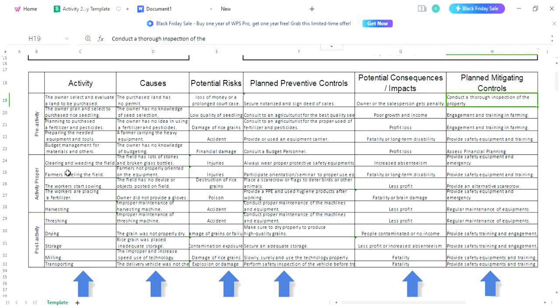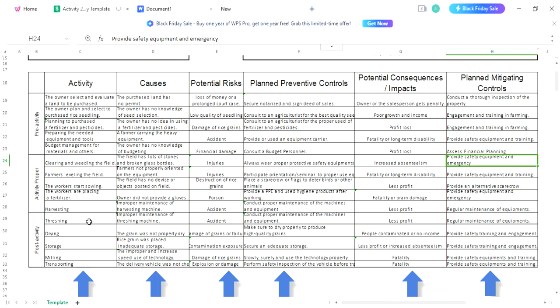For the activity proper, clearing and weeding the field. The cause of the potential risk is that the field has lots of stones and broken glass bottles that can lead to injuries, and to avoid injuries, always wear proper protective safety equipment. For the potential impact, increased absenteeism. To reduce the severity of the impact, provide safety equipment and emergency procedures.